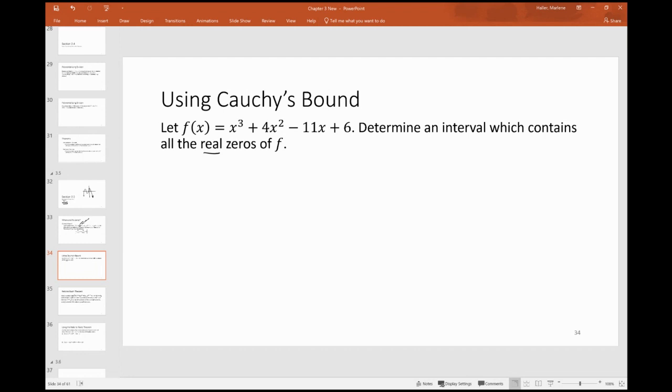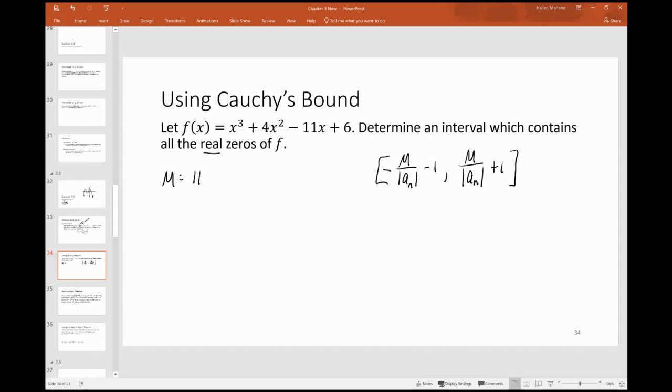All right, so Cauchy's bound said that these would lie in this interval. It's going to be negative m over the absolute value of a sub n minus 1, and then m over the absolute value of a sub n plus 1. There's our interval. So what is m here? M is going to be the largest coefficient in its absolute value. So we have coefficients of 1, 4, negative 11, and 6. The largest is going to be 11.